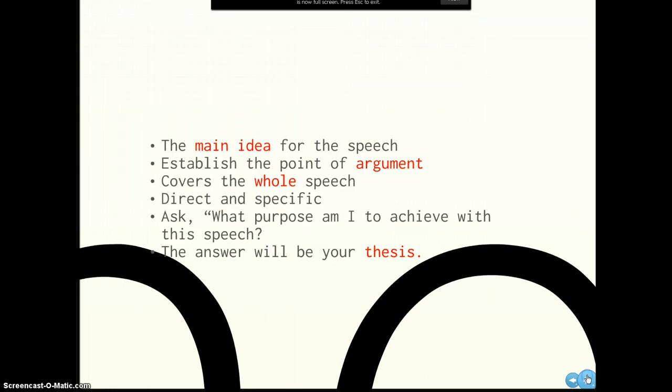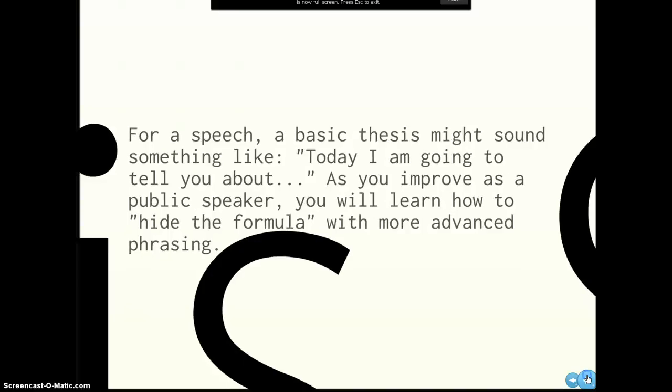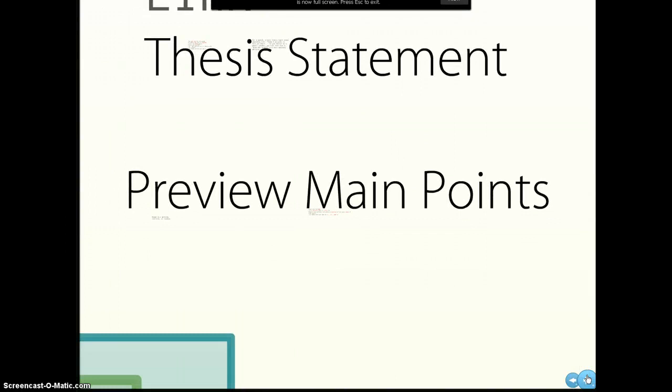Last part of introduction is called the preview of main points. Well, first of all, here's an example thesis there. It says, today I'm going to tell you about... That's not a great thesis, but that's a general idea for it. So eventually we want to get away from using first person like that, but that's something that will come with time.